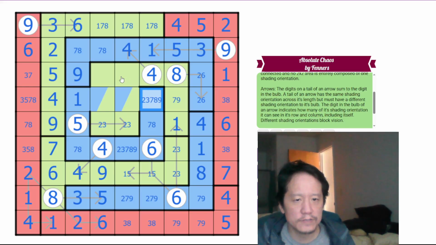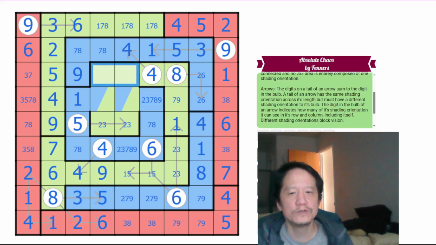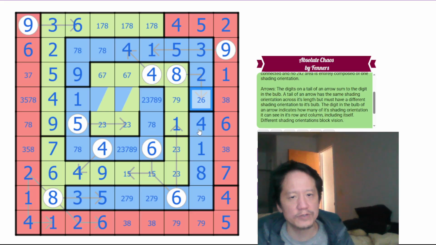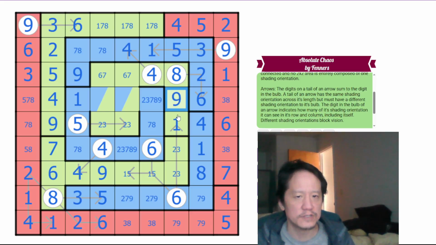What is the rest of row 3? 2, 3, 6, 7. But it cannot be 2 or 3 because we have a 2, 3 here. Therefore, this must be a 6, 7 pair in the green, which eliminates 6, 7 in the rest of the row and the column. So this can't be 6, this is 2, this can't be 2, this is 6. This can't be 7, so this is 3. This can't be 7 because it's the same region, so this is 9.